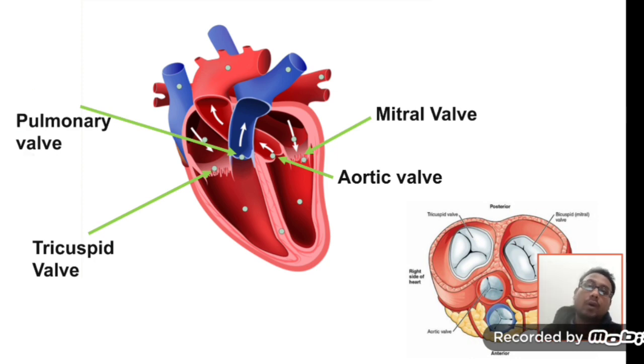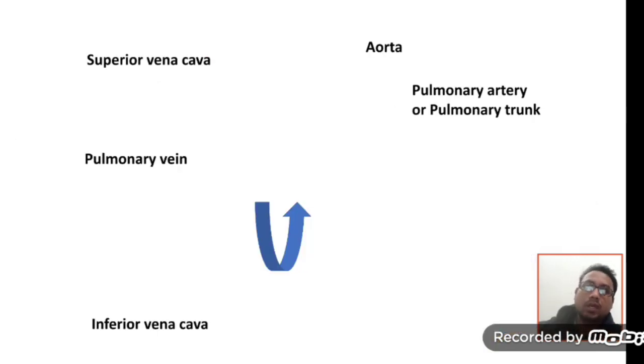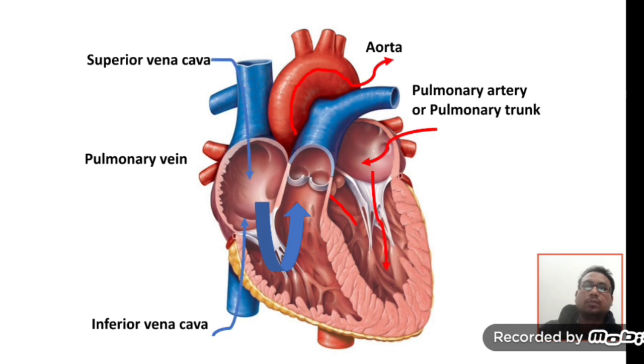And then about the left side. We learnt about the right side. What is the function of the right side? This pushes blood to the lungs. Now what is the function of the left side of the heart, where you are seeing the mitral valve and other things? Here we are seeing the pulmonary artery, pulmonary trunk, and aorta. There are 2 or 3 components of it. We'll discuss about it later.